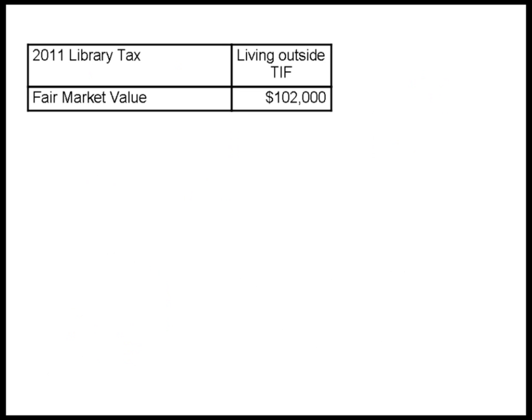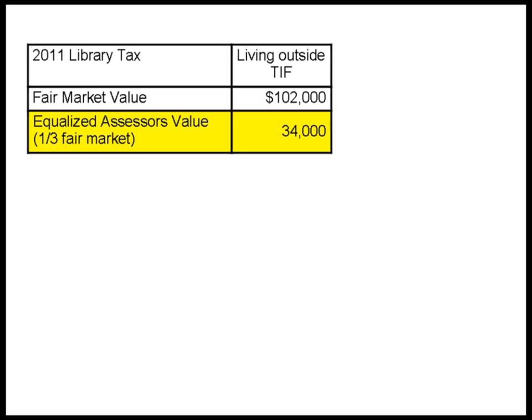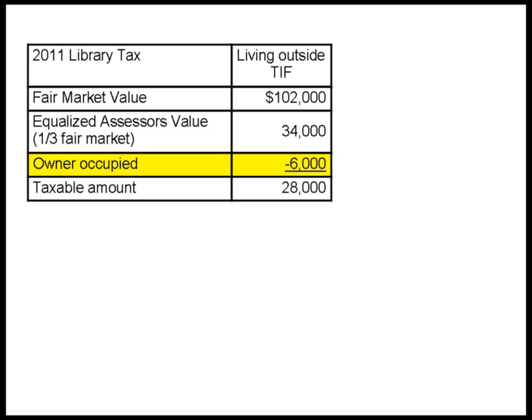Let's create a spreadsheet to show how this rate is used to calculate the taxes paid for the home outside of the TIF district. Starting with the fair market value of $102,000, the equalized assessor's value is computed by taking 1/3 for a figure of $34,000. Owner-occupied homes are eligible for a $6,000 exemption, bringing the taxable amount to $28,000.